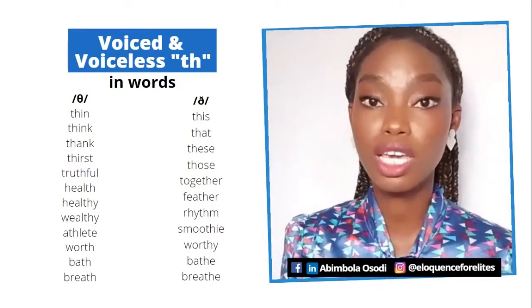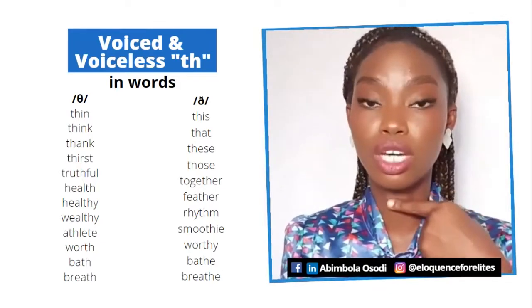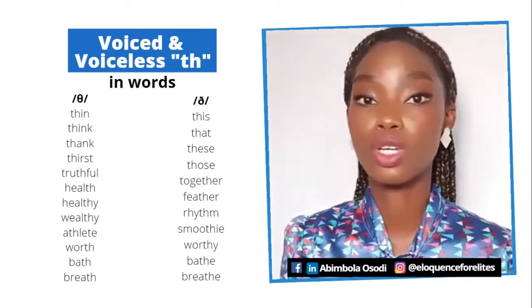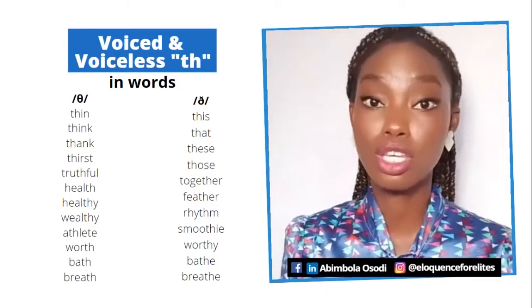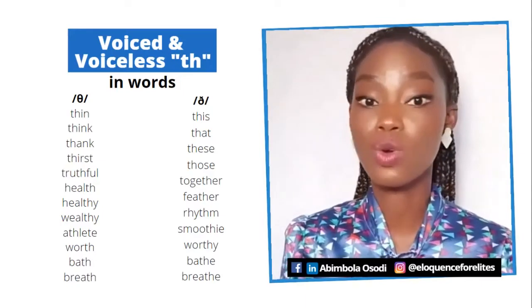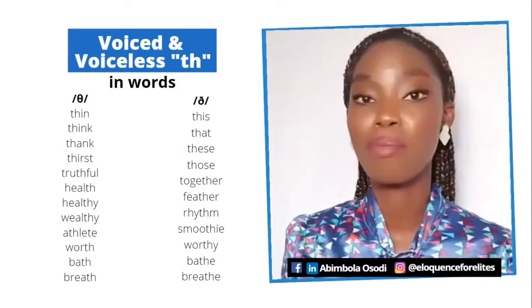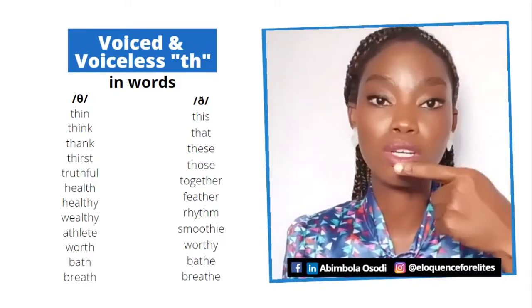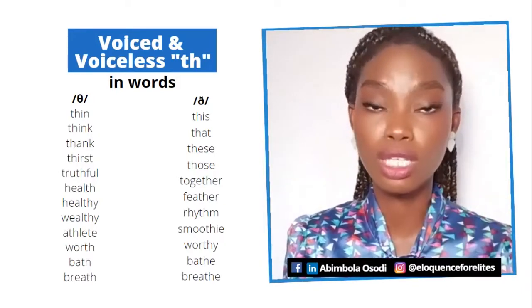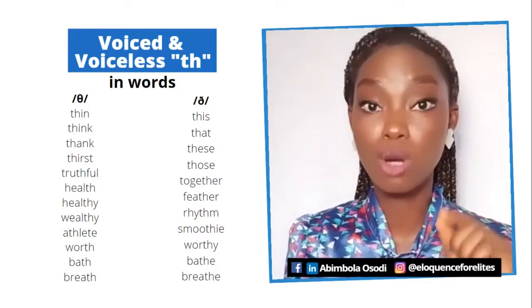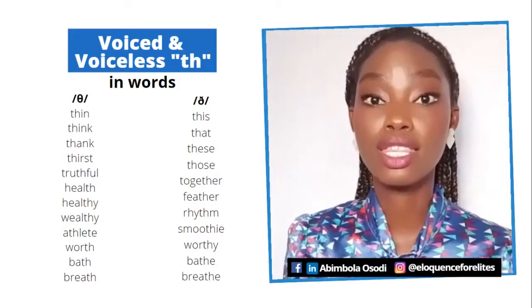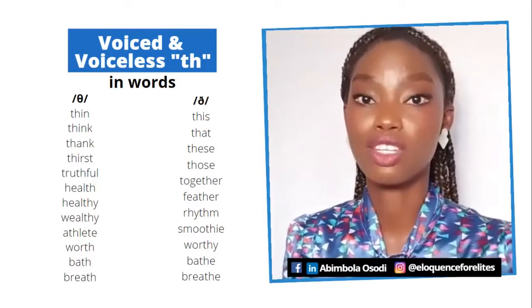For the voiced TH sound, there'll be a vibration, and that's the sound you have in this, that, these, those, together, feather, rhythm, smoothie, worthy, bathe, and breathe. Remember to place the tip of your tongue in between your upper and your lower teeth and let the air escape gradually, for the voiceless TH and for the voiced TH.